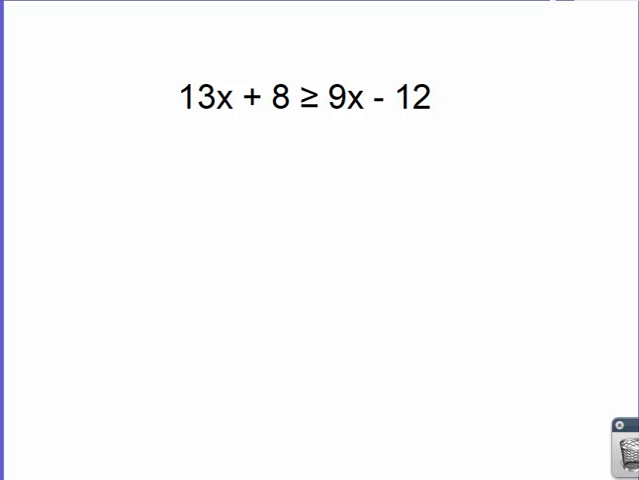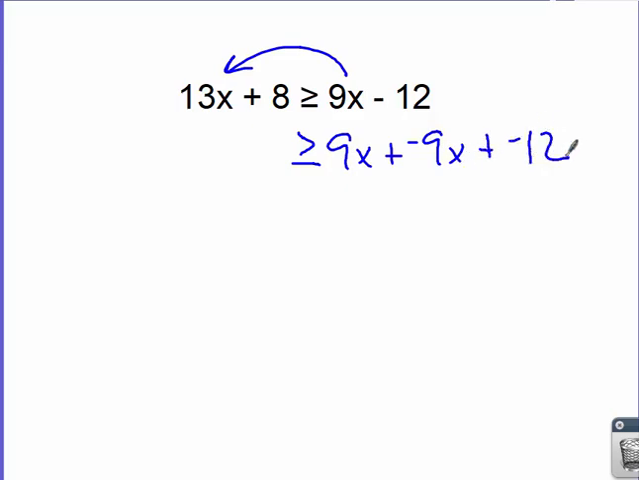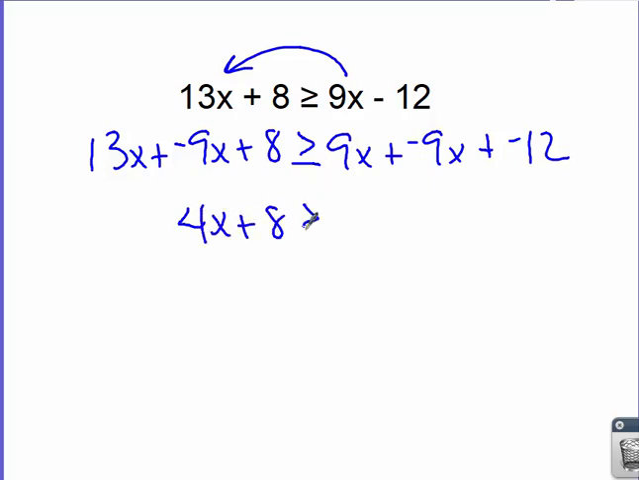Okay, so I'm going to take this 9x and I'm going to move it over to be with the 13x. Okay, so I start at the inequality. 9x plus negative 9x plus negative 12. And then 13x plus negative 9x plus 8. Now we put together the things that we can. So I've got a 13x, and then we'll take away 9x's. So that leaves me with 4x plus 8 is greater than or equal to negative 12.